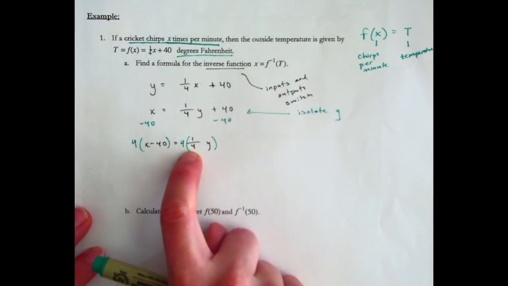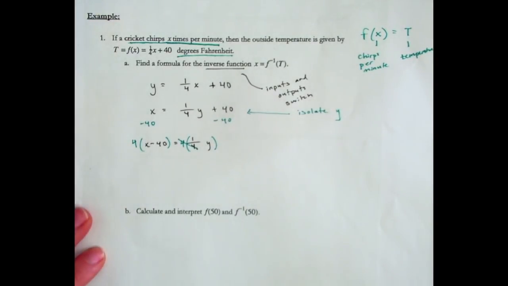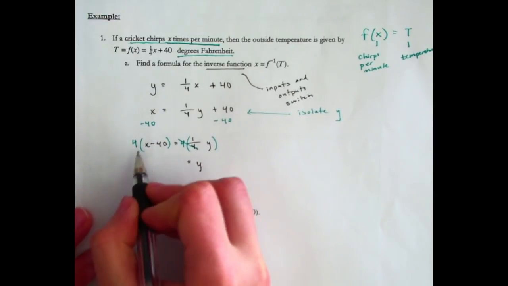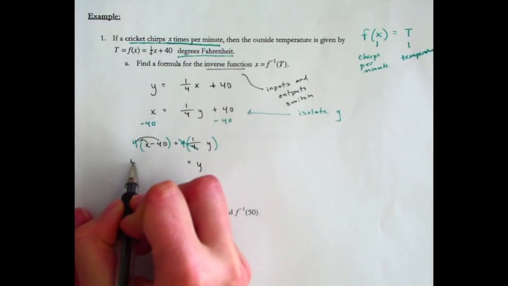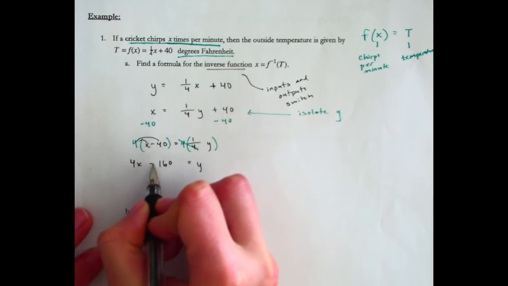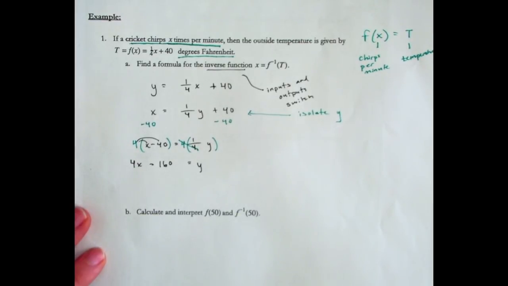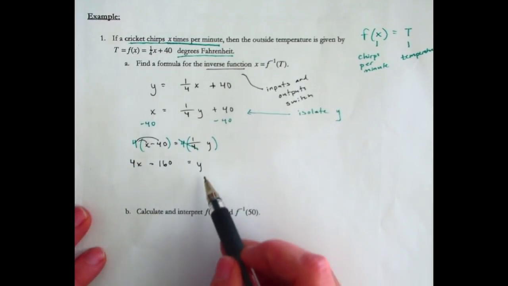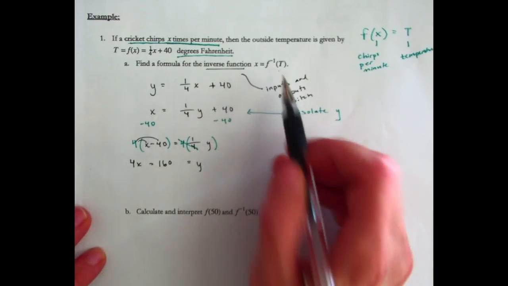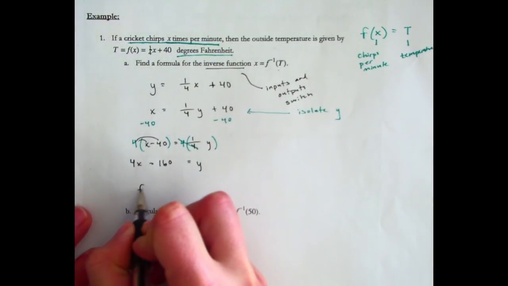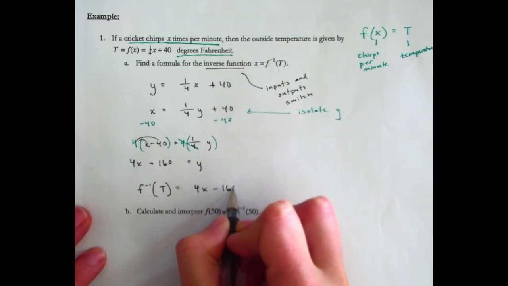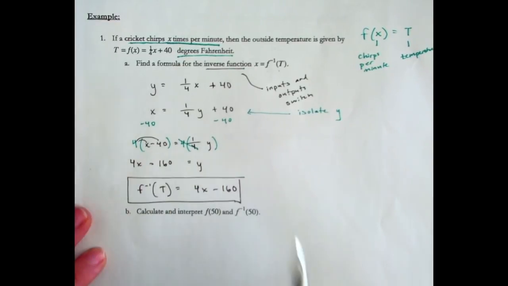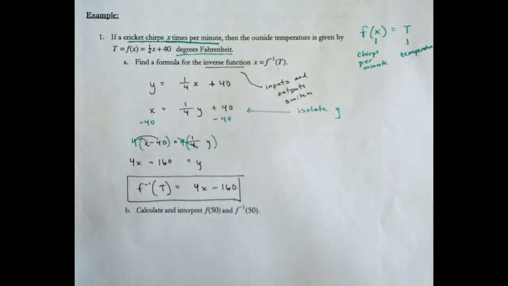So here the 4 is going to cancel out with the 4 in the denominator, and I'm just left with 1y, otherwise known as just y. Here I can distribute the 4. So I get 4x minus 160 equals y. And then if I wanted to, I could just rewrite this using the inverse function notation. So I would get the inverse function is equal to 4x minus 160. Alright, moving on.